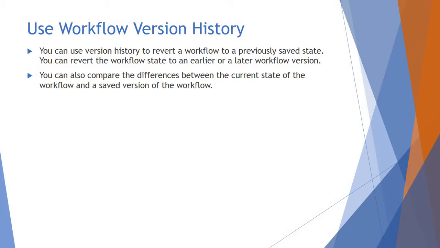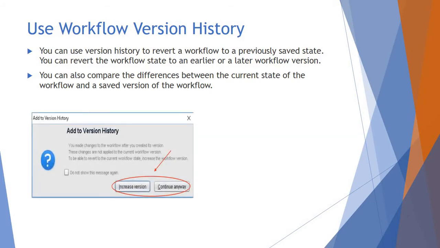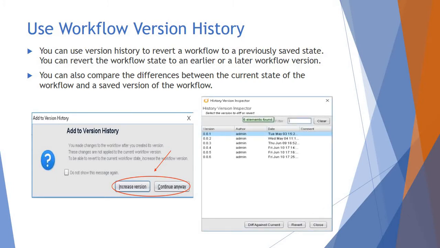You can use version history to revert a workflow to a previously saved state. You can revert the workflow state to an earlier or a later workflow version. You can also compare the differences between the current state of the workflow and a saved version of the workflow. Orchestrator creates a new version history item for each workflow when you increase and save the workflow version. Subsequent changes to the workflow do not change the current saved version.